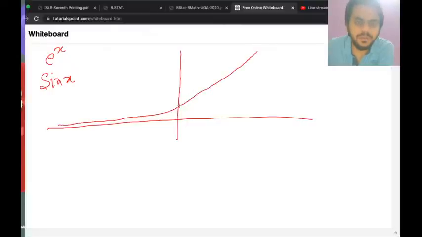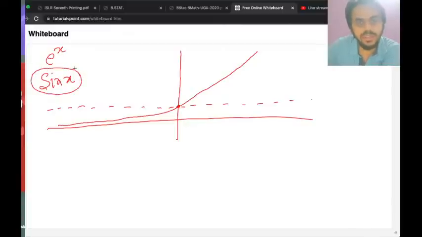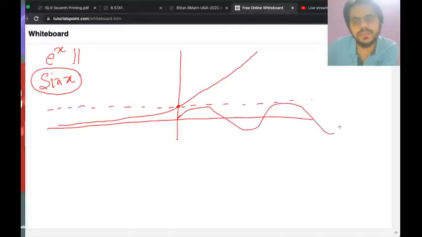This is your 1, so let me just draw a dotted line at 1. And I know that sin x can never cross 1 on the positive side, and obviously e^x will always be on the positive side. So if I just draw it, it will be something like this, and this will be something like this. Now you have to find the number of solutions.